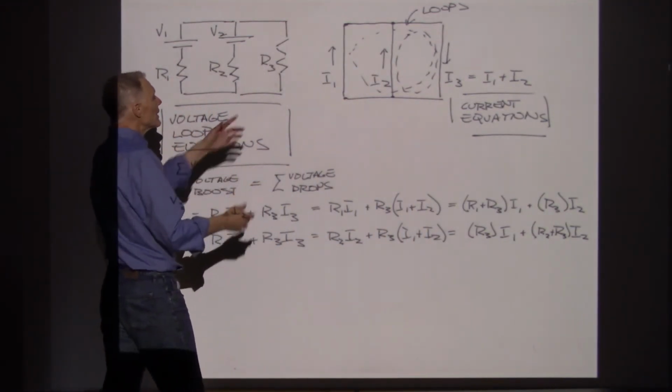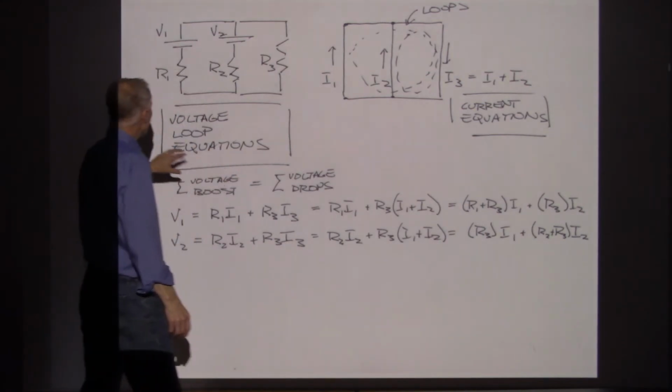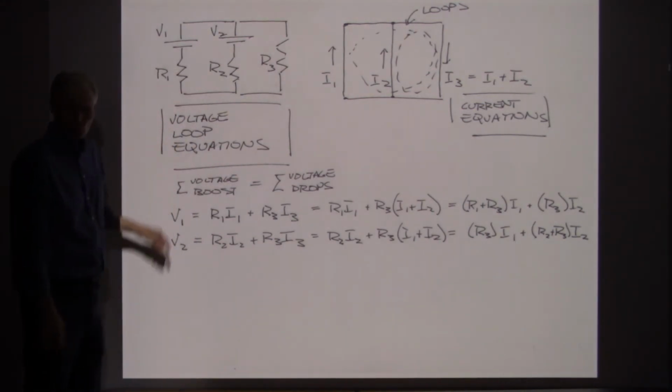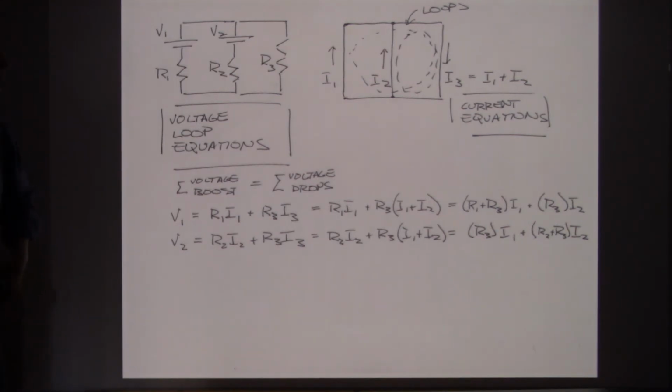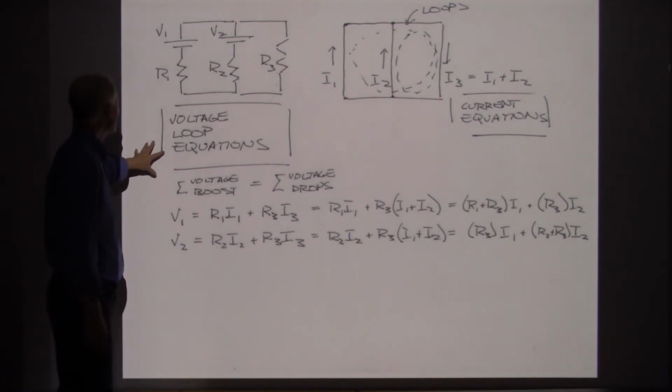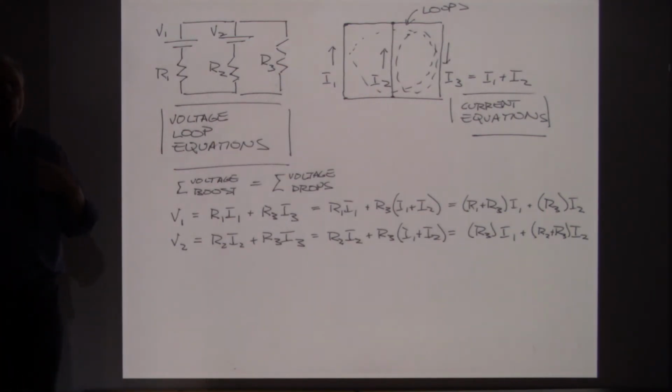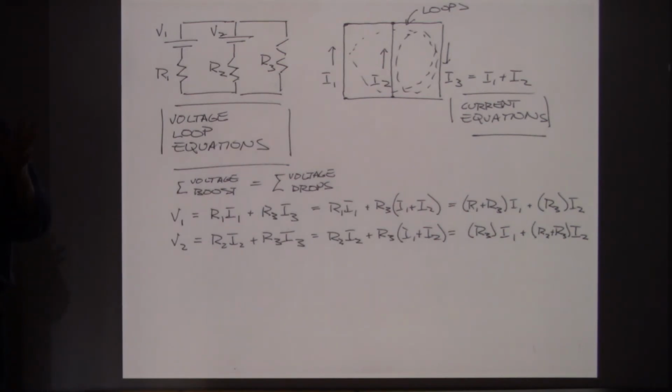I'm trying to pick the easiest current equations and the easiest voltage loop equations. If I want to really challenge myself, I could try picking whatever directions I want and picking whichever voltage loop equations. And if I'm able to keep track of all the plus and minus signs switching back and forth, I'll be fine. Okay? Again, if I can do the problem and set it up consistently, it'll work.